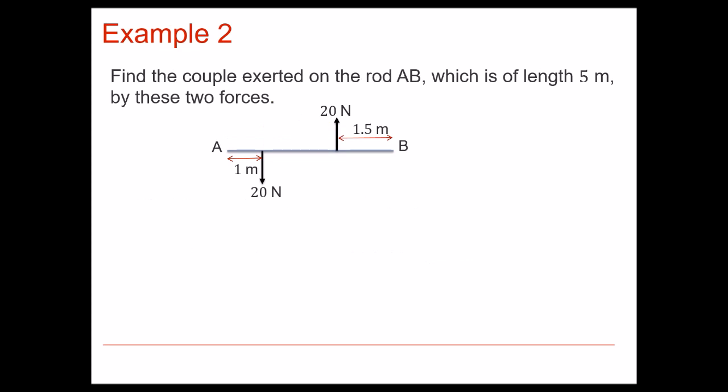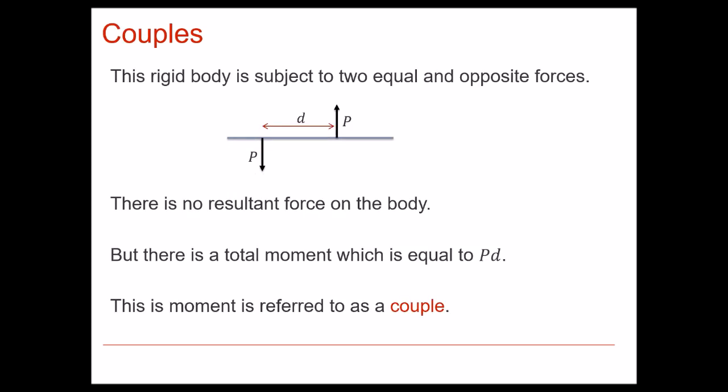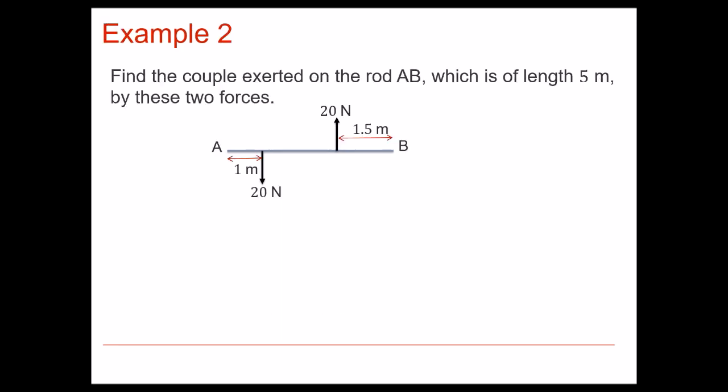So one thing to say about couples is that the moment that we get when we do this p times d is the same as what we'd have if I was to calculate the total moment of those two forces, and that could be about any point at all. So I could pick some random point here as my origin, and if I knew that distance and I worked out the total moment, it's always going to be pd. You can try that for yourself if you are not completely convinced by that.